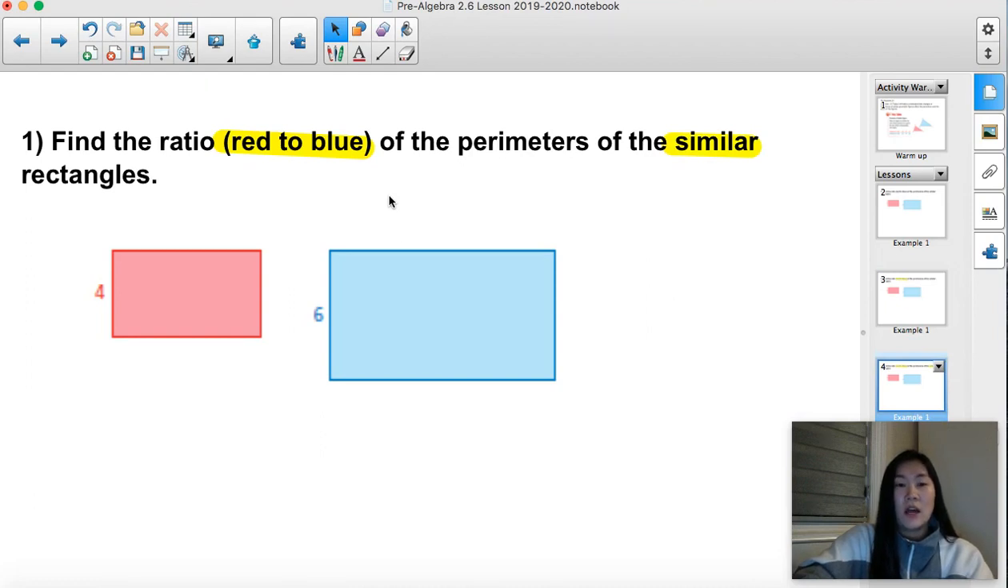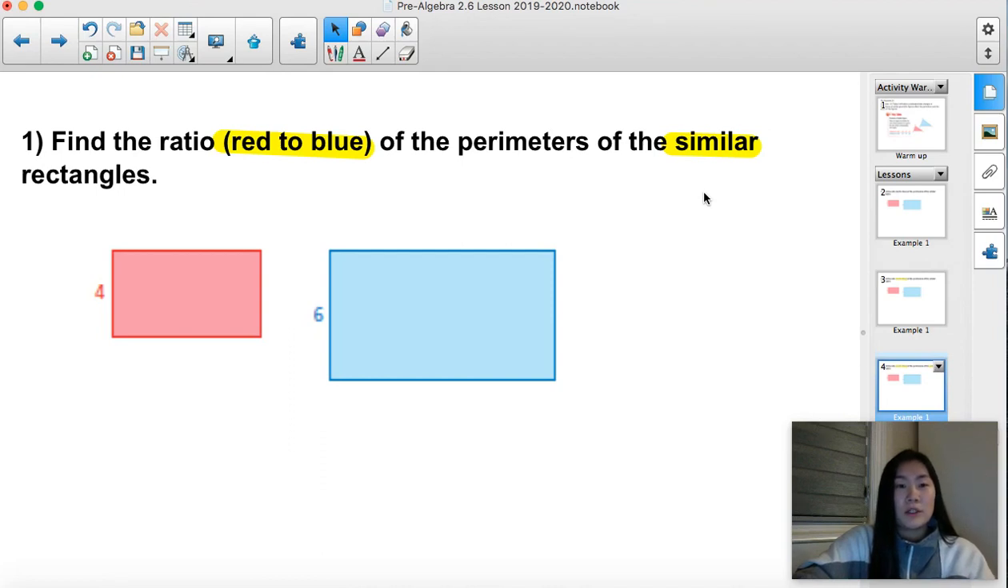Notice I highlighted those two words. I needed to find out the ratio of from red to blue, not blue to red, of the perimeters of similar rectangles. So it's already given that these two figures are similar. So you're not going to be able to use that key idea that we just spoke about unless you know that the two figures are similar.